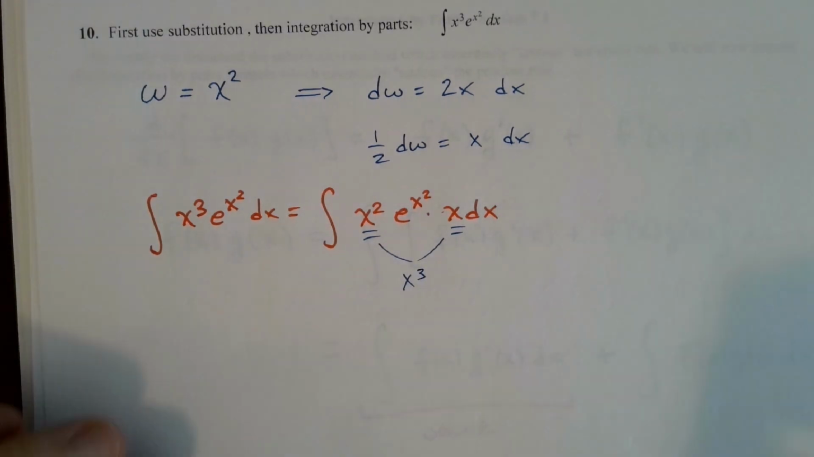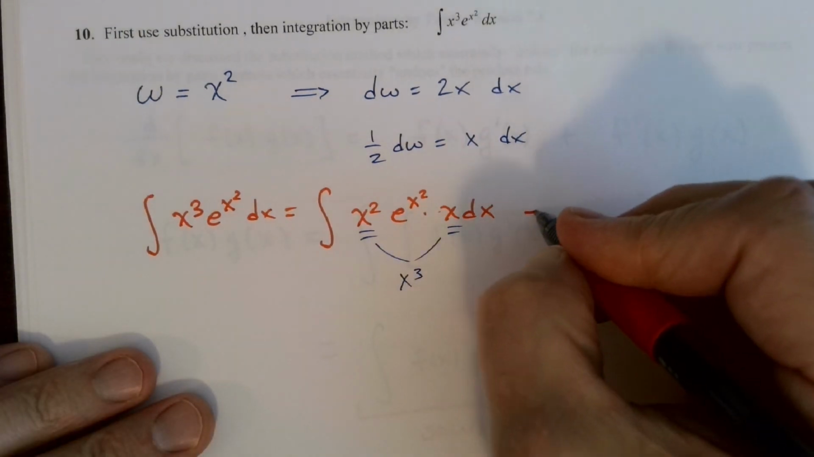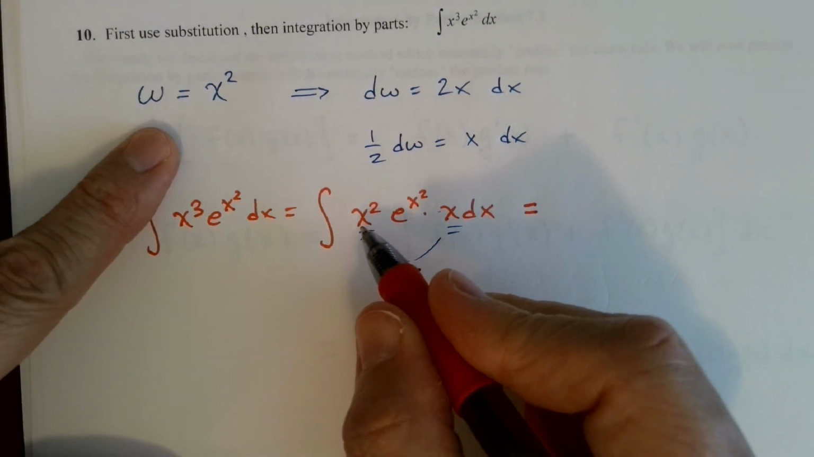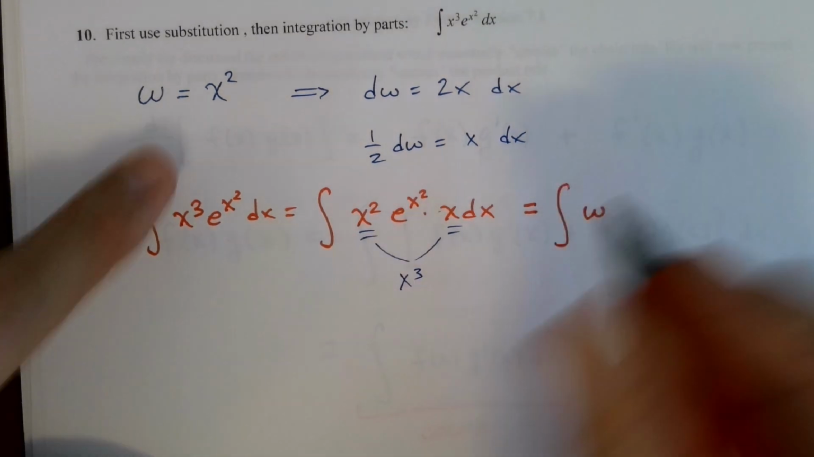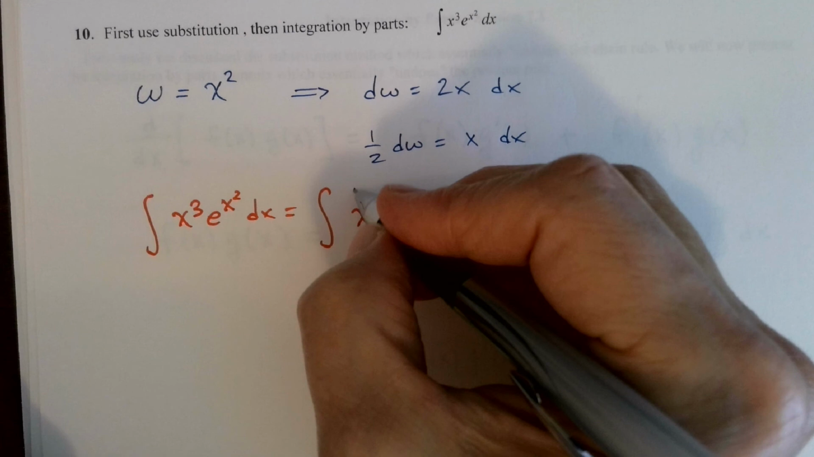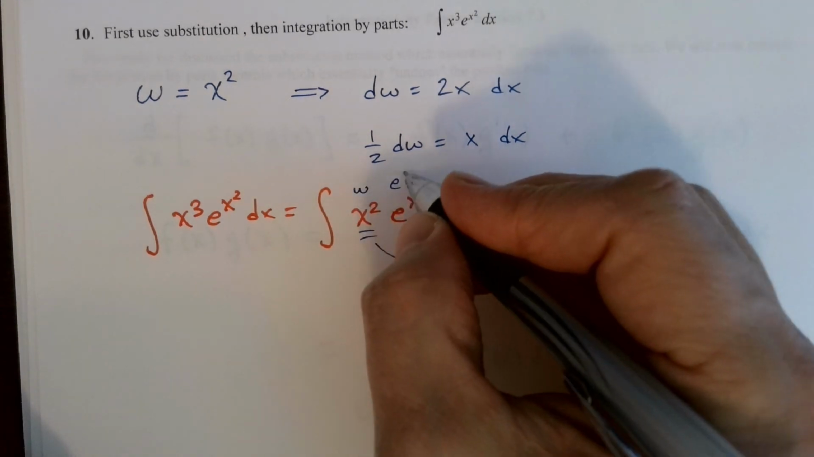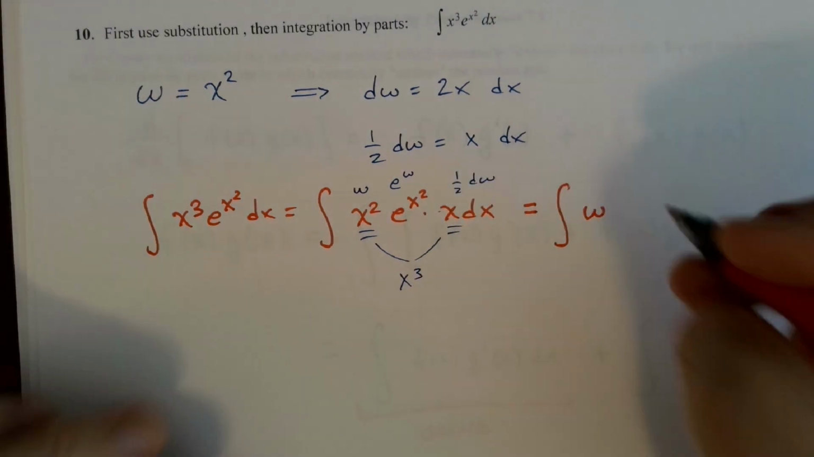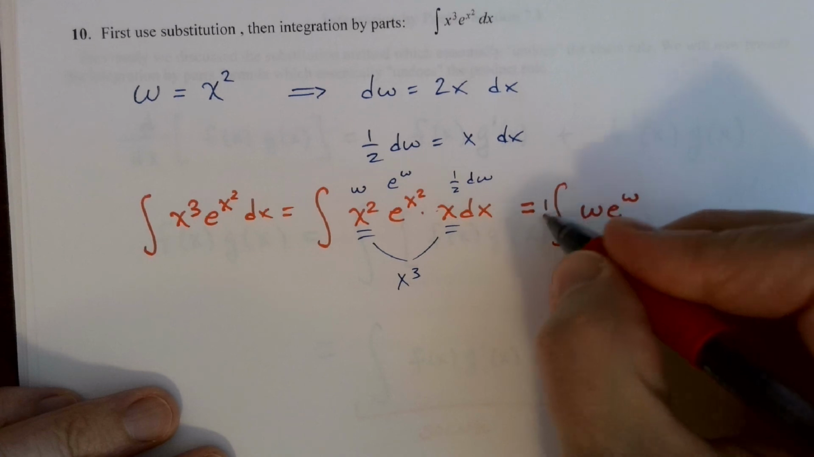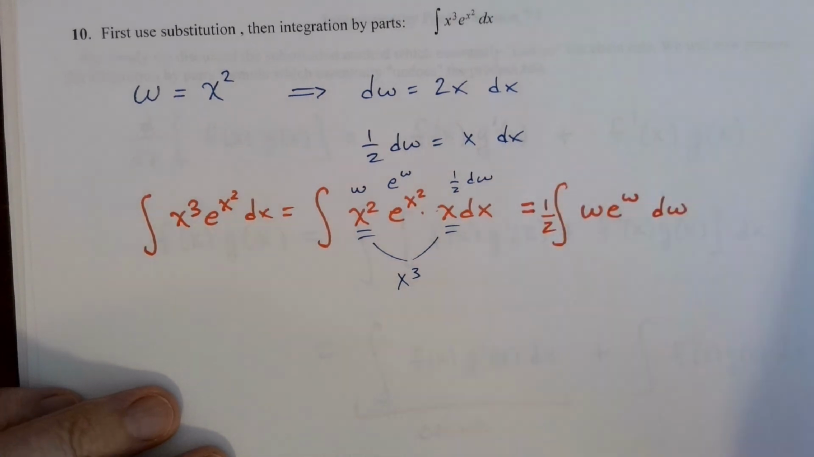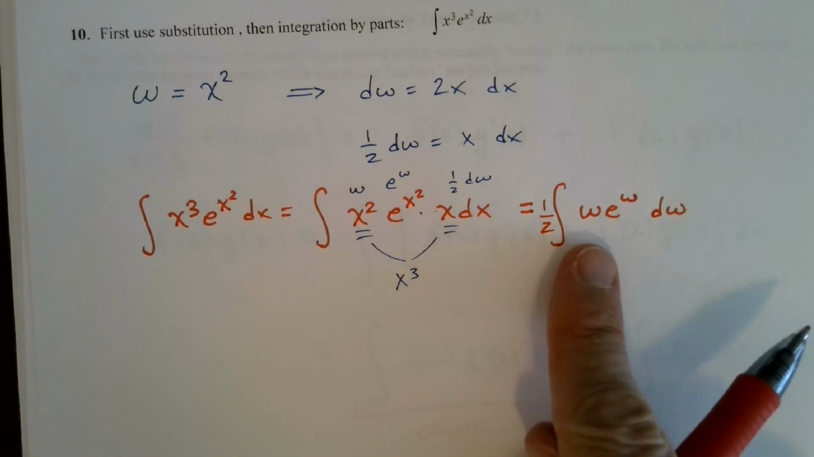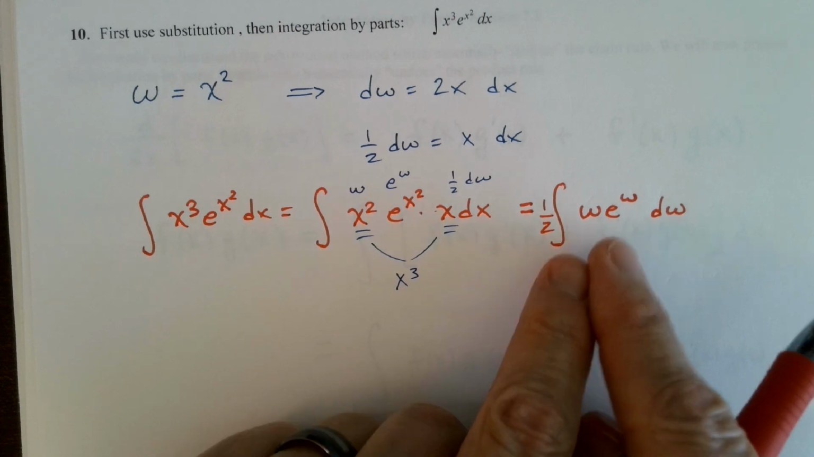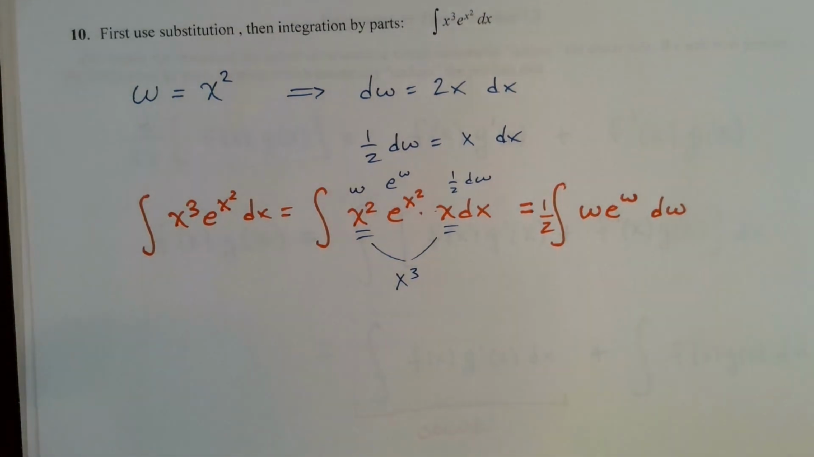And so what I'm going to do then is I can replace everything. So the x squared is what? That's just the w. X squared is just the w, right? This will be e to the w, and x dx is the 1/2 dw. So 1/2 comes out. And there it is. So here's the transformation into the w variable. Okay, it's a little bit better looking, but we're not quite there. Now we use integration by parts.